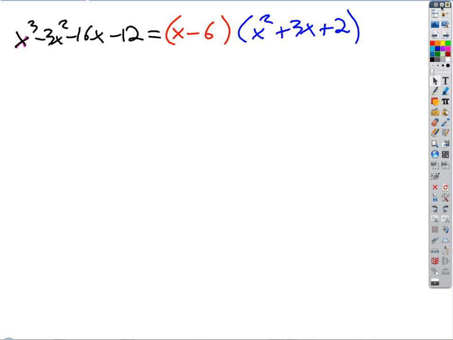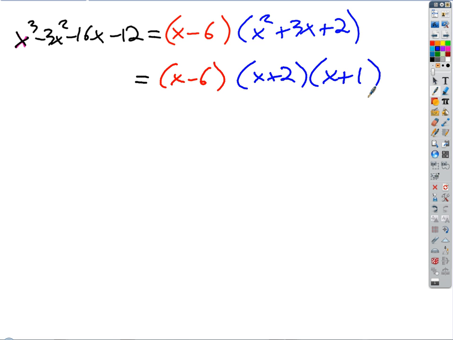Okay, can we go further? Yes. What do we get? x plus 1, x plus 2. Yeah, the magic numbers that work here that multiply to 2 and add to 3 are x plus 2 and x plus 1, and that's it. We got a factor. How about that? Okay.